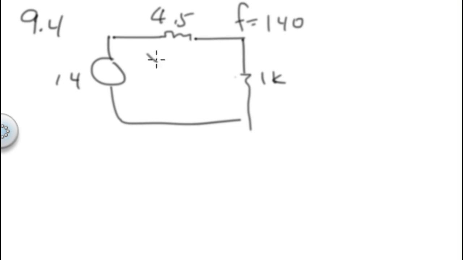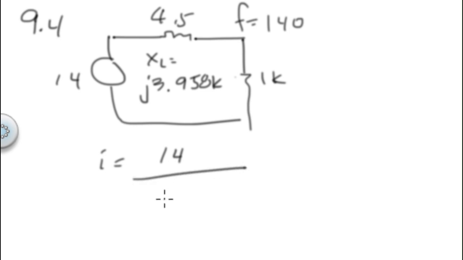So our X sub L is equal to 2 times pi times 140 times 4.5, which is 3.958 K with a J in front of it. So what is our I? I is equal to 14 over 1K plus J 3.958, and that's in k ohms.